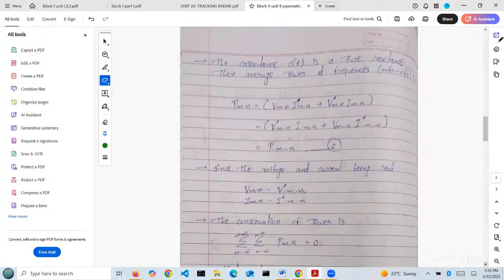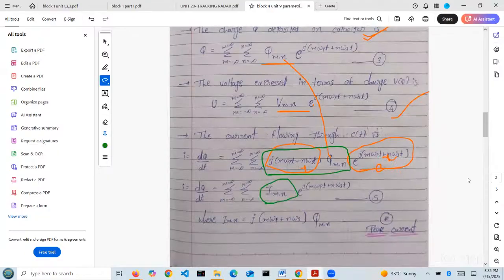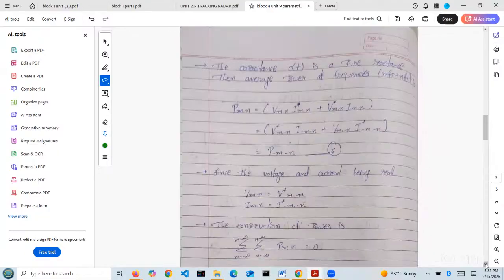Next, I am writing power. The power consumed across the capacitor CT. Here CT is the pure reactance, and we are taking output. What output did we get? F of P plus F of S, or F of P minus F of S. For this, I am taking two integers m and n, so m times F of P plus n times F of S.